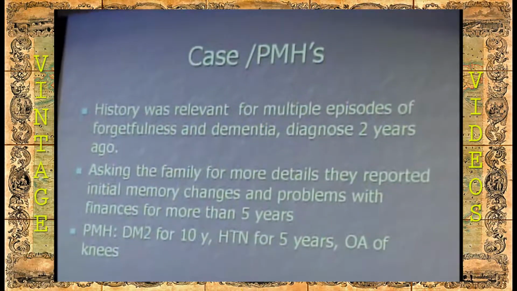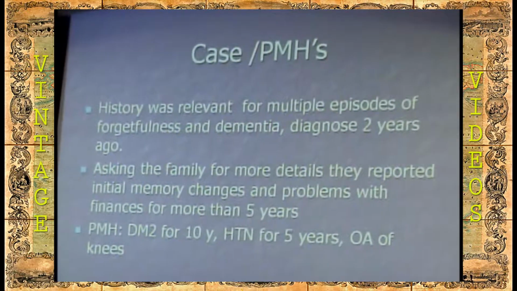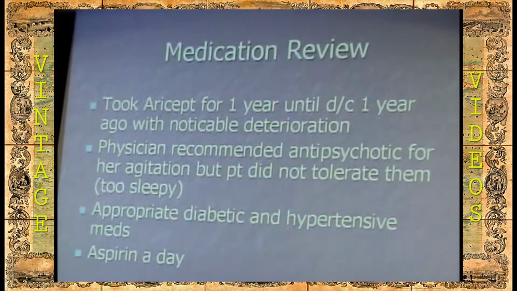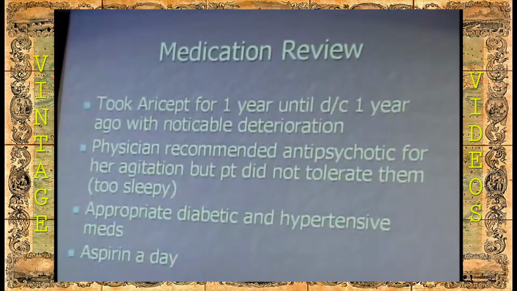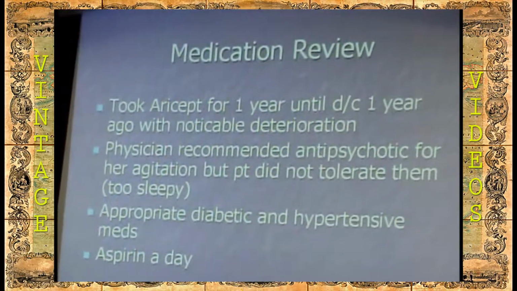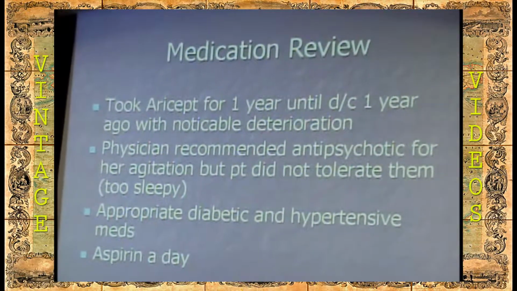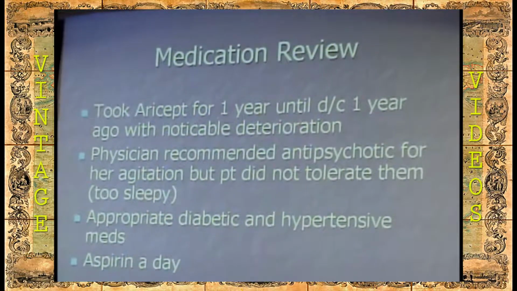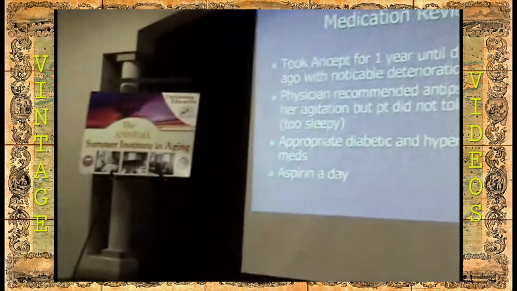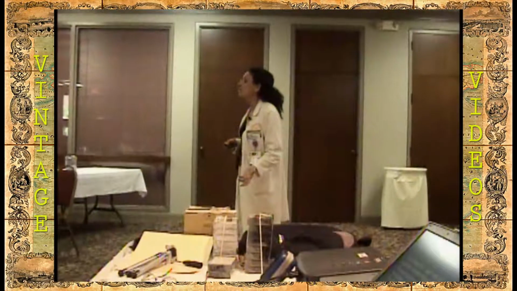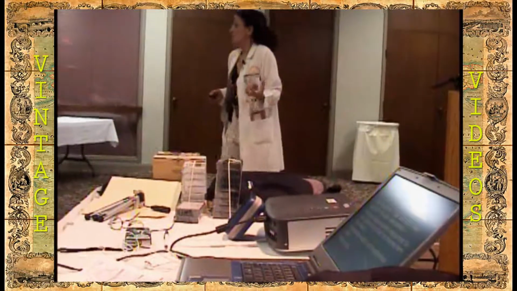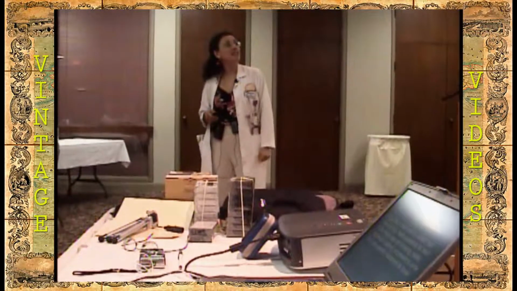Diabetic for 10 years, hypertensive, and arthritis. Sounds familiar, right? We have a patient like that. She took Aricept, which is a memory pill that we use. The second one was very old in the market, pretty safe. They actually stopped it, and they noticed that she deteriorated when they stopped it. The physician prior to me recommended an antipsychotic for agitation, but the patient became too sleepy and groggy, so the family was really nervous. From being very agitated to not doing anything, not even eating, because of the side effects. Diabetic and hypertensive management and medications were appropriate. We reviewed them, they are fine. She takes an aspirin a day.